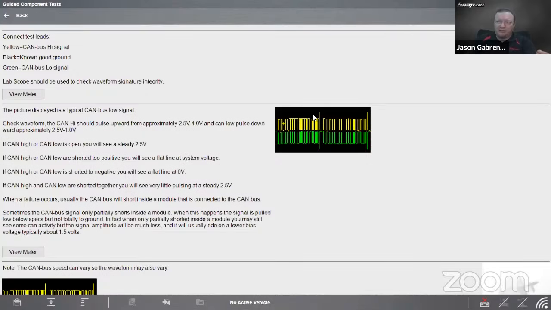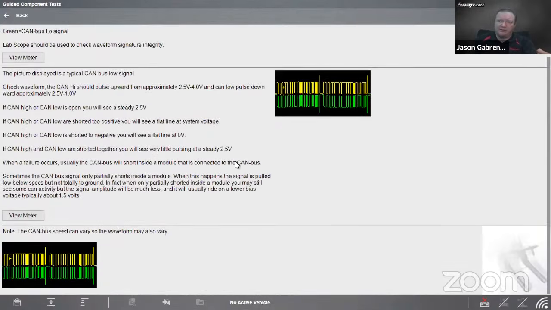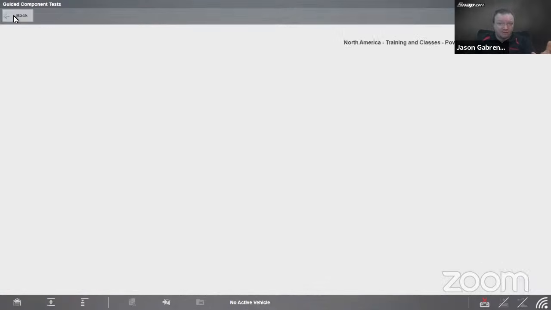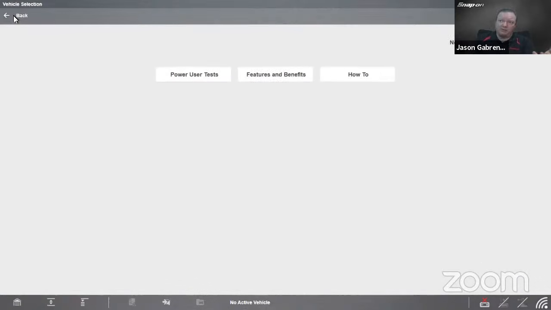But we go into CAN bus, same thing. This one actually looks like it's off of that BMW, and then we would see that same type of pattern. Now, it's generalized vehicles, if you're not really sure.